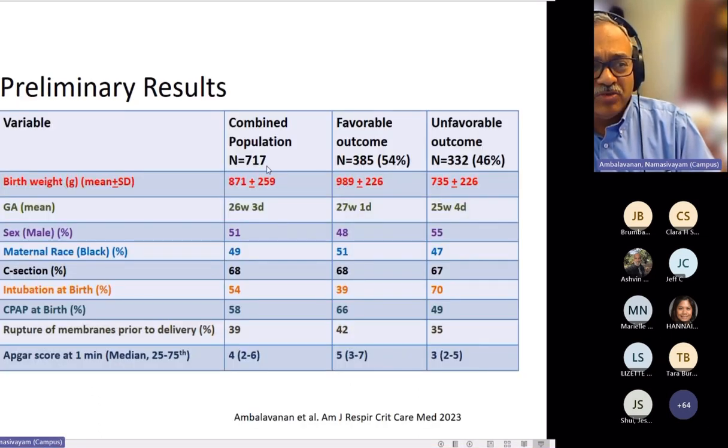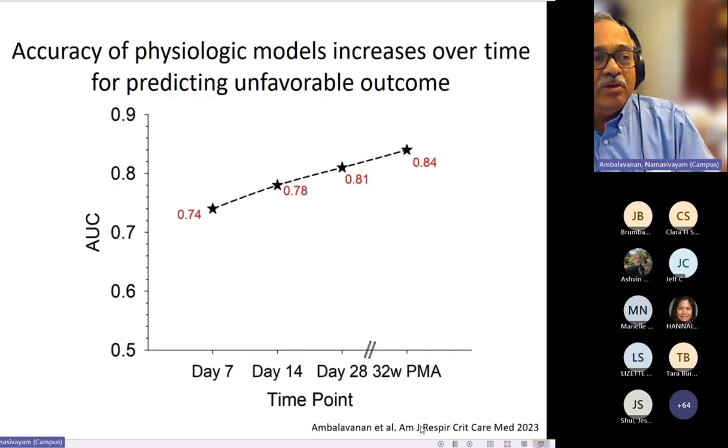And this is the data. We had a total of 700 infants, of whom 54% had a favorable outcome and 46% unfavorable. Birth weight, you can see the ones with the better outcome had a larger birth weight and were slightly more mature. And obviously there's a difference in intubation and so forth. If you look at the physiologic models, there is an improvement over time.